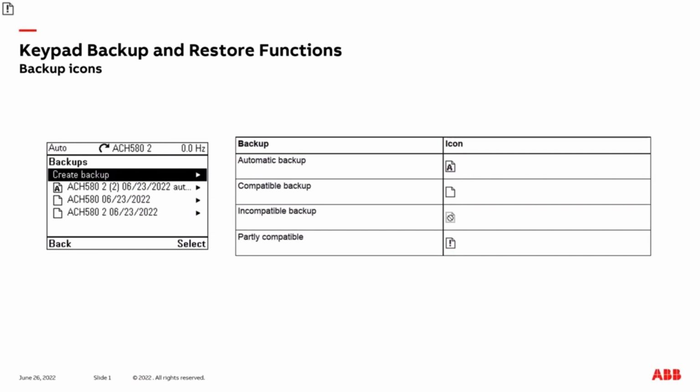Let's look at the backup icons. The backup icons, the little note with an A, is for automatic backup. The other things that we have are compatible backups, incompatible backups, and partially compatible backup notes. If there's no letters in the middle, it's just a compatible backup.